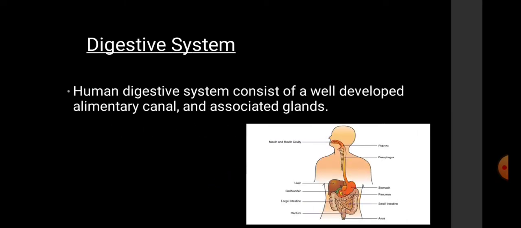Digestion is a process by which the complex food material is broken down into simpler, soluble and absorbable forms. Digestion is done with the help of the digestive system. The human digestive system consists of an alimentary canal and the associated glands.